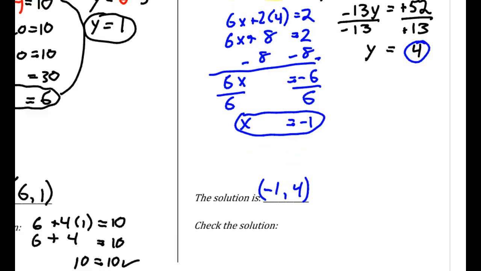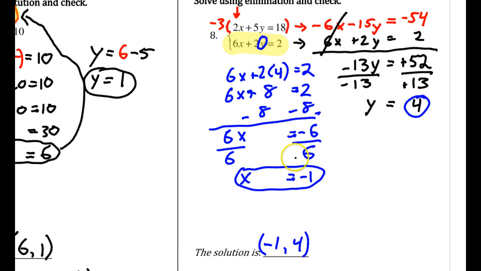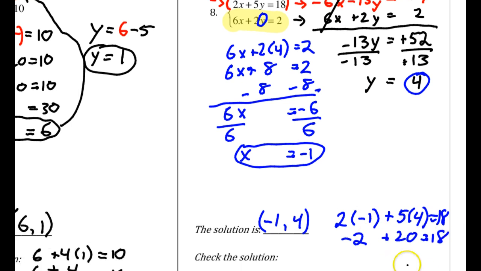And always check your answer. 2x plus 5y. Right, does 2 times negative 1 plus 5 times 4. Okay, that should be a 2 right here. Try that again. Does 2 times negative 1 plus 5 times 4 equal 18? Notice how I'm using the original equation, not the one when I multiplied by over here. So we have, does negative 2 plus 20 equal 18? And sure enough, 18 does equal 18. So we're good.